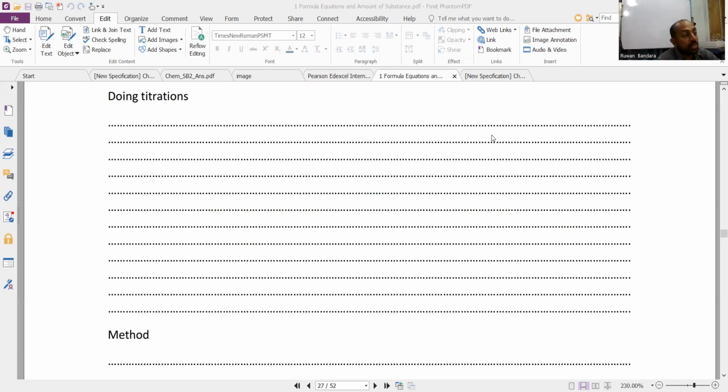So several types of titrations are there. Redox titrations are there. Complexometric titrations are there. Acid-base titrations are there. But we are only looking at acid-base titration, also called acid-alkali titration.